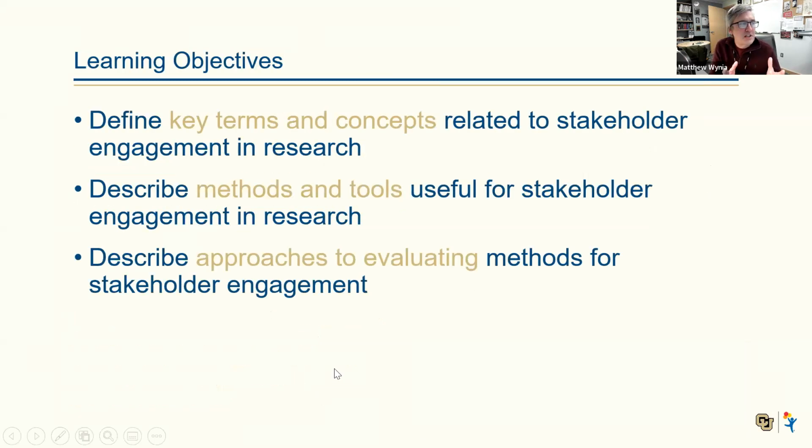So what we're going to do today is talk a little about key terms and concepts, and then some of the methods and tools that are used in engaging stakeholder groups of various sorts in the research enterprise. And then we're going to spend a few minutes specifically talking about how to evaluate the quality of stakeholder engaged research, the quality of stakeholder engagement in research, maybe to be more precise. Next slide, please.